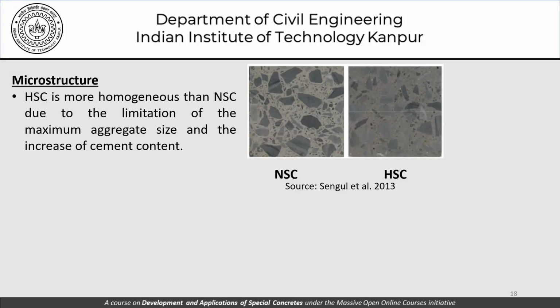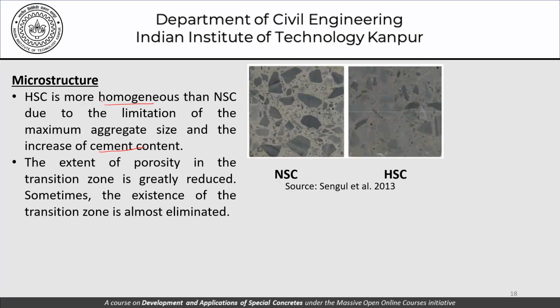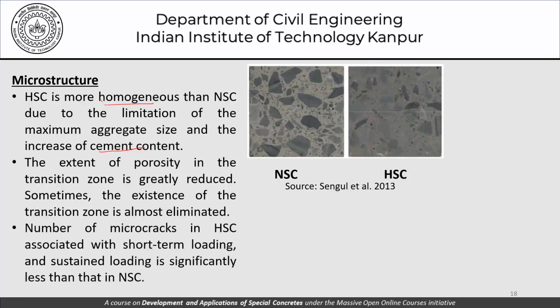As far as the microstructure is concerned, this is from a study in 2013: high strength concrete is more homogeneous than normal strength concrete due to the limitation on the maximum size of the aggregate and the increased cement content. The extent of porosity in the transition zone is greatly reduced, and sometimes the existence of the transition zone is almost completely eliminated. The number of micro cracks in high strength concrete associated with short-term loading and sustained loading is significantly less compared to normal strength concretes. So this is the characterization that has been proposed as far as high strength concrete and its microstructure is concerned.